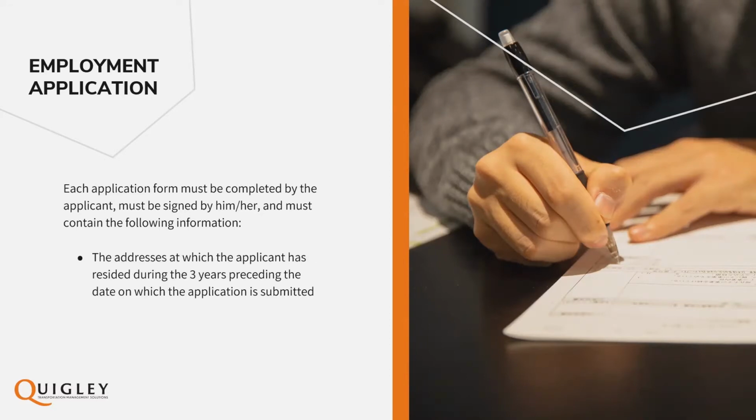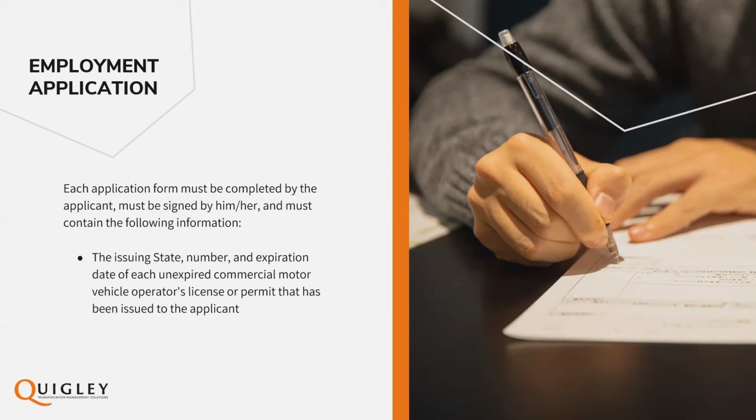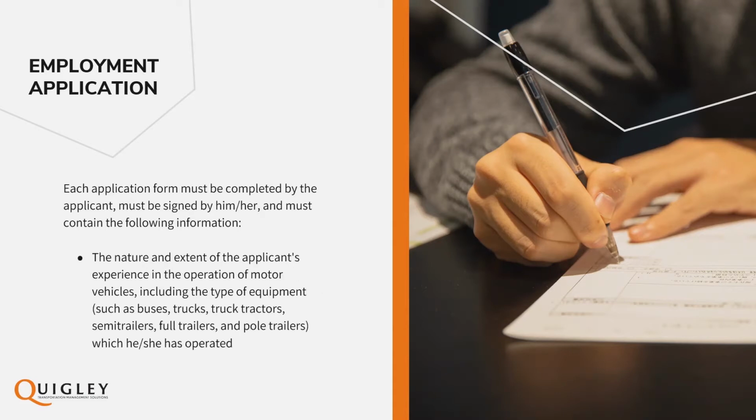3 years of residency for the applicant, the date on which the application is being submitted, and then a list of any driver's licenses that were held within the last 3 years by the applicant. They also need to provide a summary of the driving experience, showing the type of vehicles driven, the dates in which they drove those vehicles, and also an approximate distance traveled for each type.